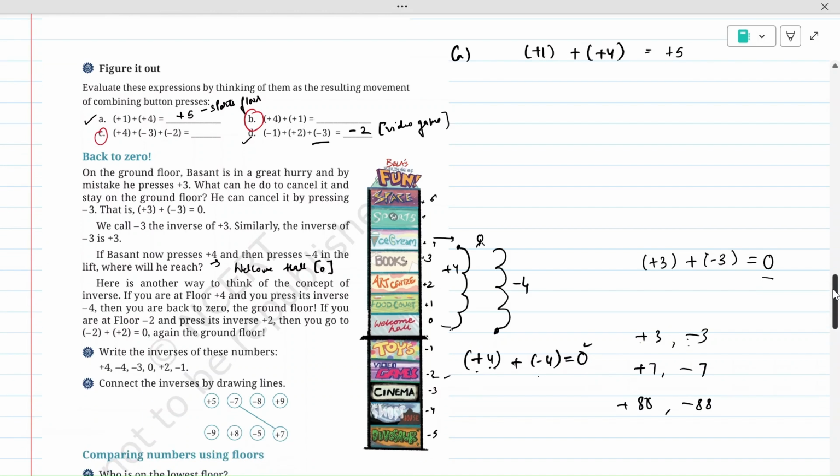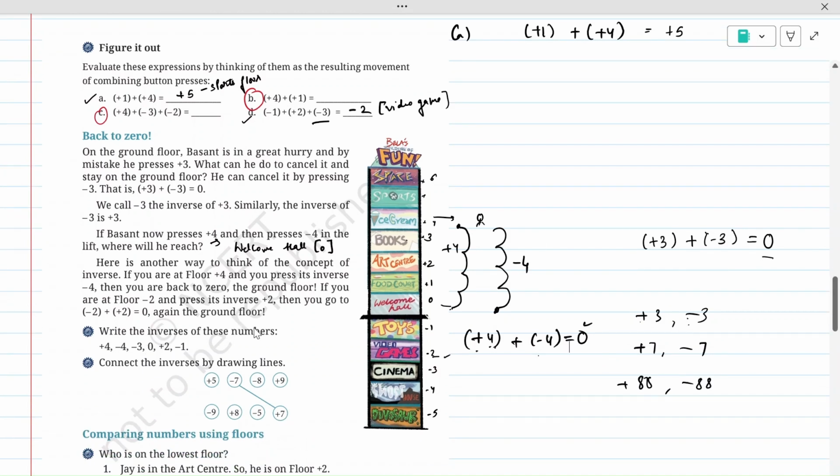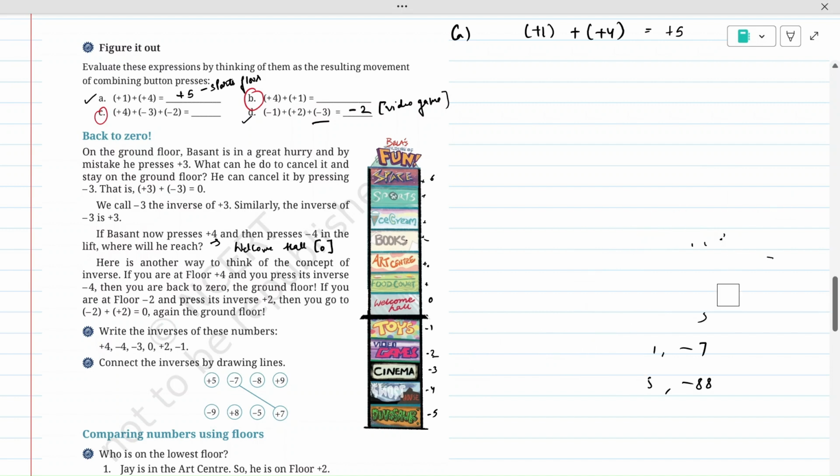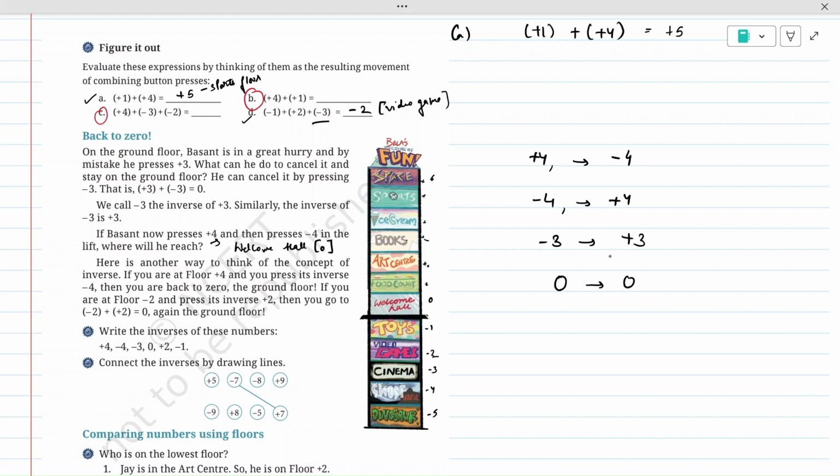Now what we have to do is write the inverse of these numbers. As I told you, the inverse of a positive number is a negative number with the same value, and the inverse of a negative number is a positive number with the same value. So the inverse of plus 4 will be minus 4. The inverse of minus 4 will be plus 4. The inverse of minus 3 will be plus 3. 0 is not positive, not negative. The inverse of 0 is 0.